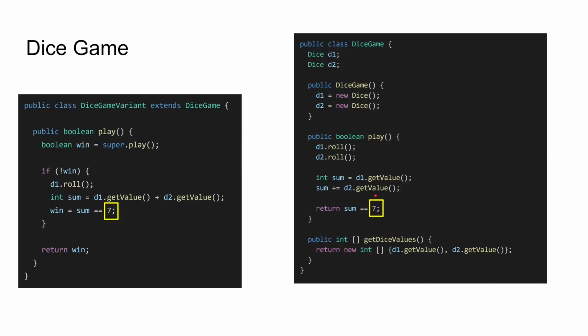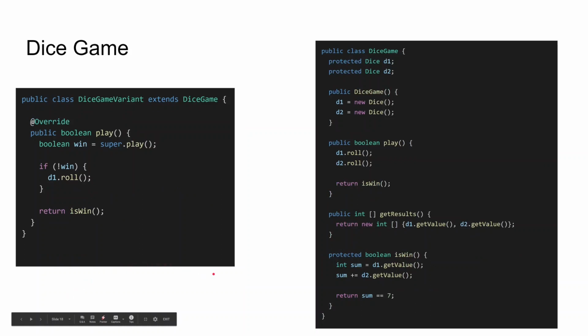And also looking at this, we have some code duplication here, because these two statements are actually exactly these two statements, and this statement is basically this statement also. So this is something that we should look out for. But the real badness here is this hidden dependency between the dice game variant and the dice game.